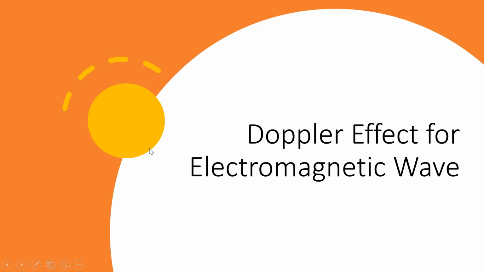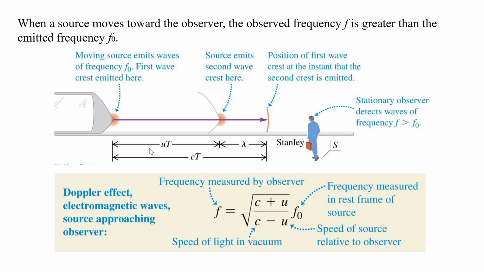In one of our lecture videos, we have discussed the Doppler effect for sound waves. In this lecture video, we will discuss the Doppler effect for electromagnetic waves. We have here a source that is moving with velocity u, and it emits waves of frequency f naught.